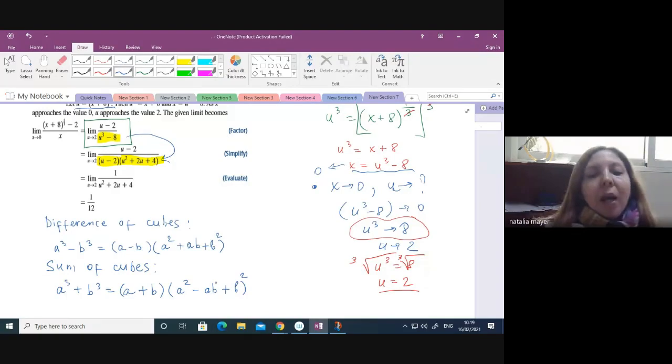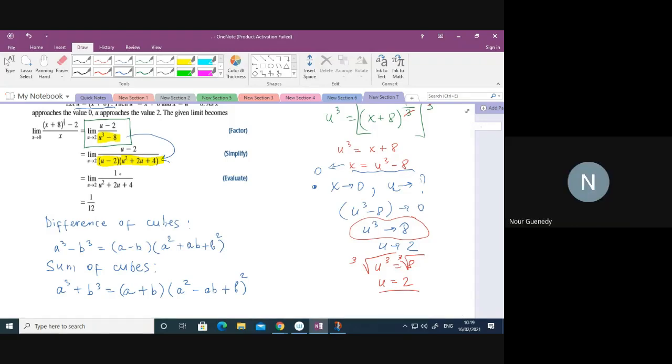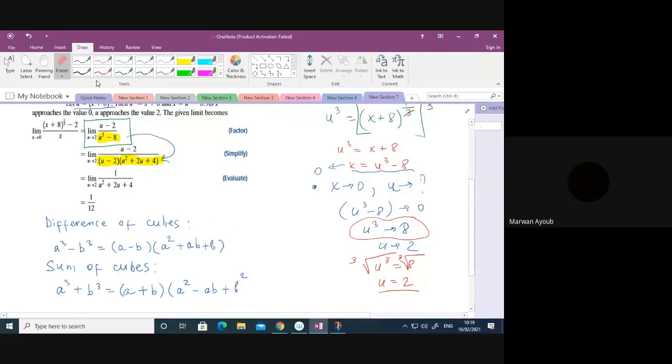Okay, so this is for your reference. You might use them, both of them, when you deal with strategy number 3. Yes, Noor, your question. Is the square, like b squared, inside the bracket or outside the bracket? Inside. In both cases, it's inside.